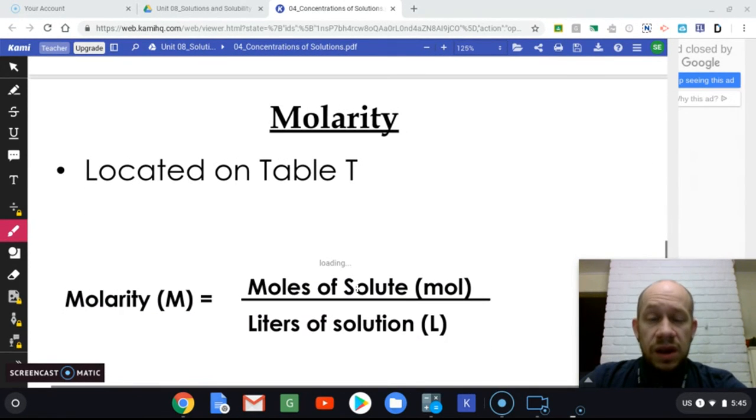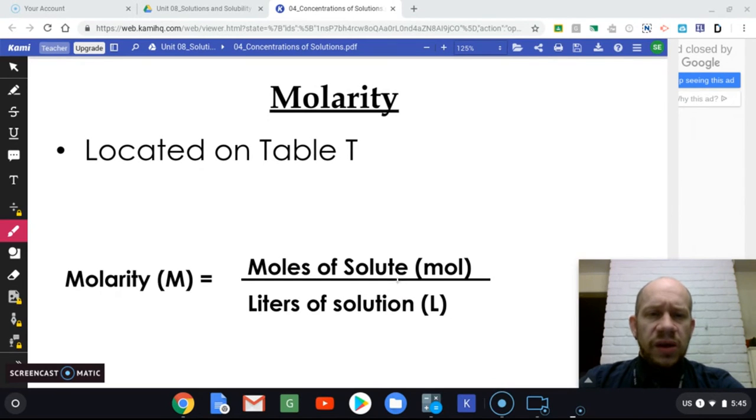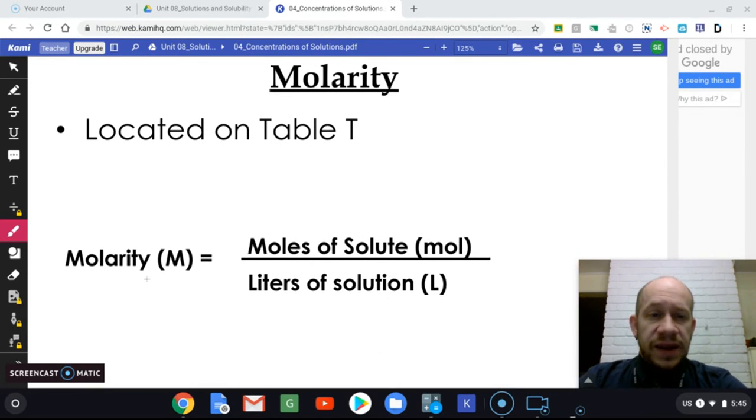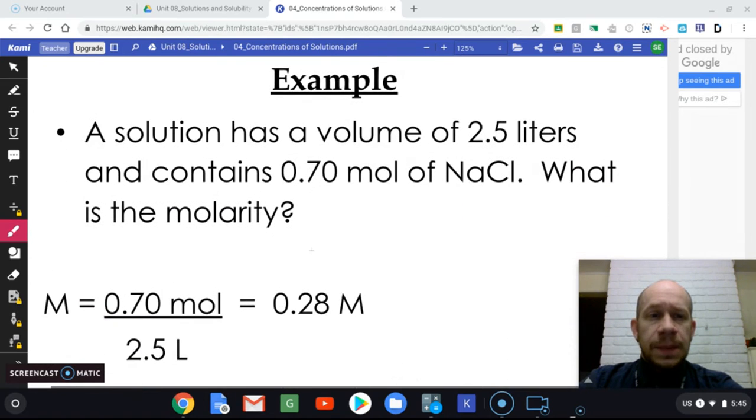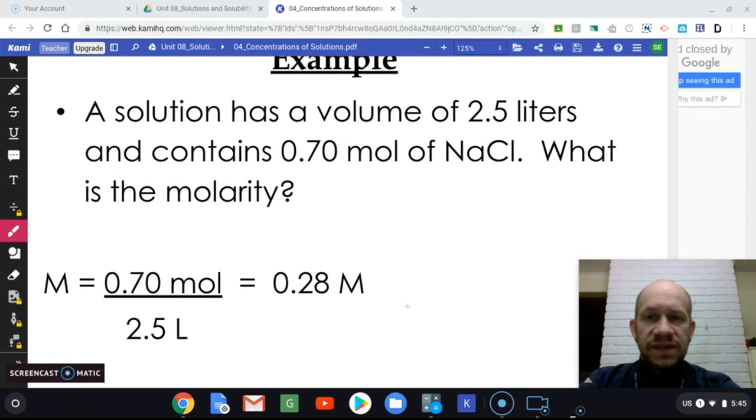Molarity is our third unit of concentration. It's also located in Table T. Molarity is defined as the moles of the solute divided by the liters of solution. So our units are going to be moles per liter, or molarity, capital M. As an example, a solution has a volume of 2.5 liters and contains 0.7 moles of sodium chloride. What is the molarity? So I'm going to take the moles of my solute divided by the liters of the solution. So 0.7 divided by 2.5, and that will equal 0.28 molarity.